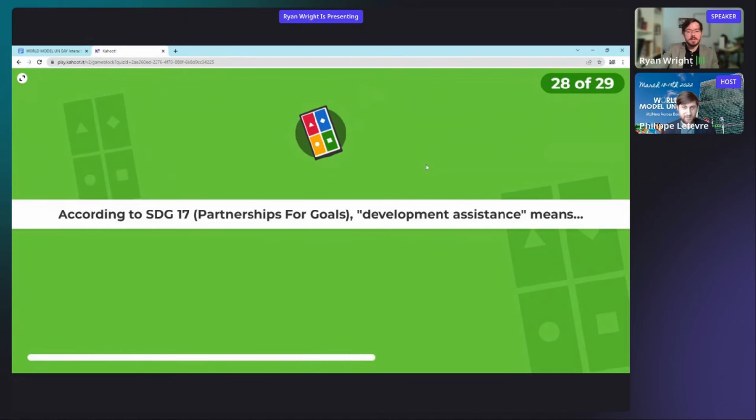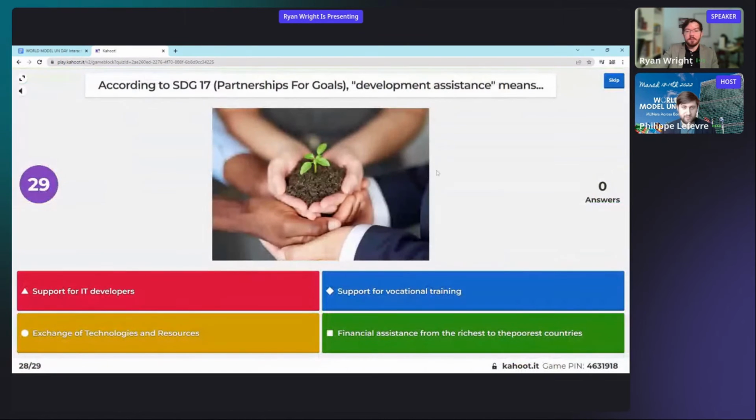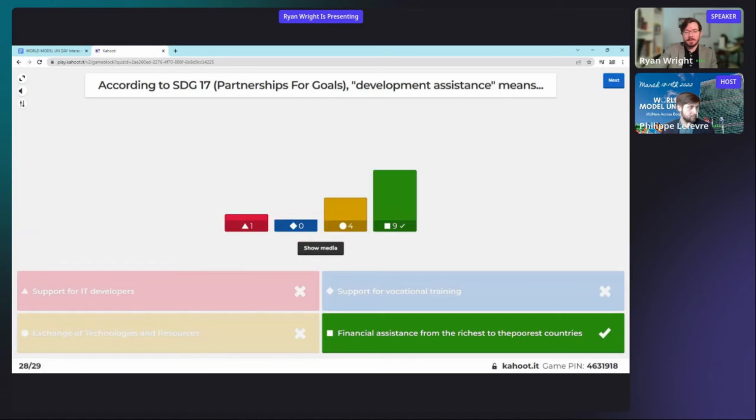According to SDG 17, partnership and goals, development assistance means. Is this our last question, by the way? This is our last question. After this, we will spend the remainder of the panel going over the interactive resolution and its guidelines, and then getting y'all started on that. So development assistance, what does it mean? This one should be an easy one. But who answers the quickest? And it is financial assistance from the richest to the poorest countries.